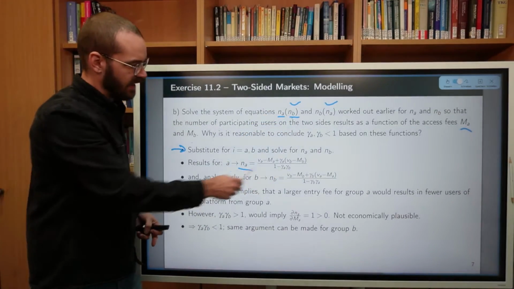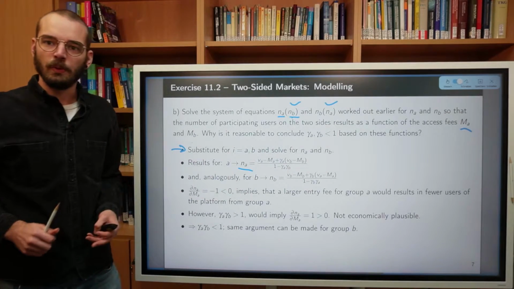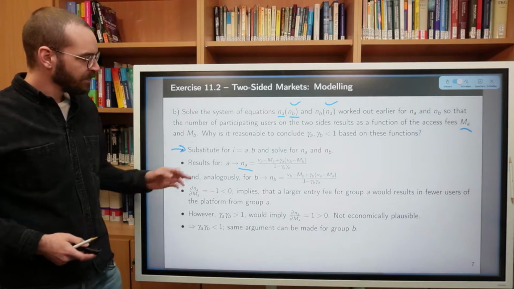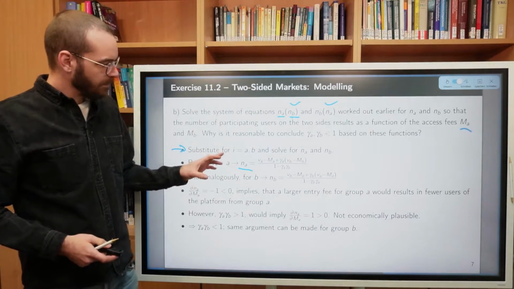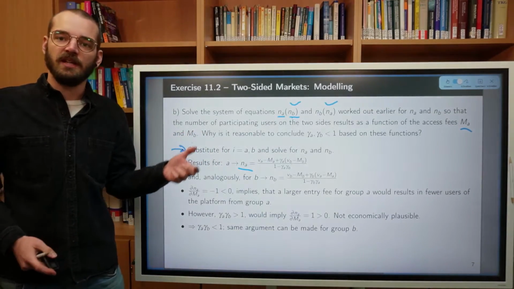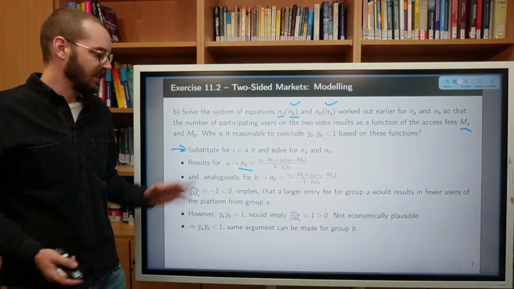So if we did this for group A and we substituted Nb into Na of Nb, we get this expression, which is too complicated to read, but you can all read it from the slide, right? And of course, the exact same expression, but with interchanged indices, is then the result for Nb.